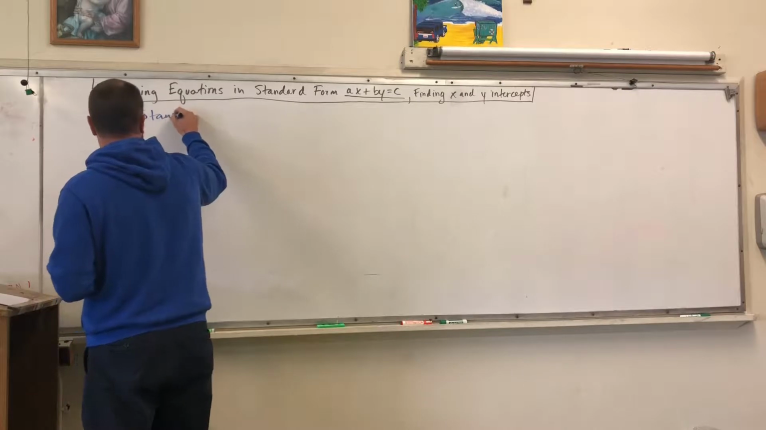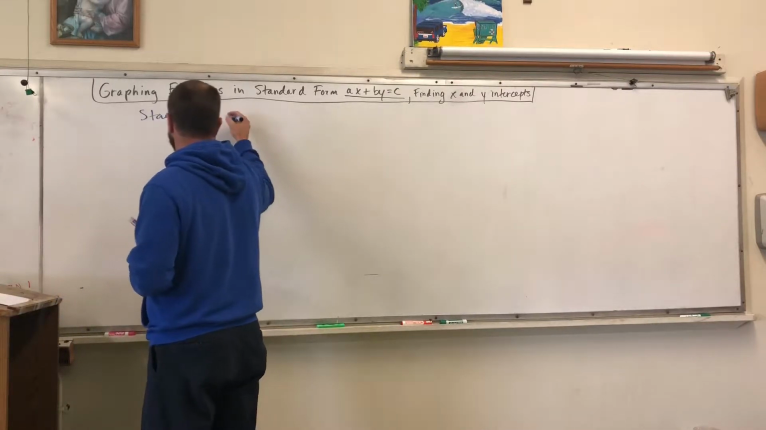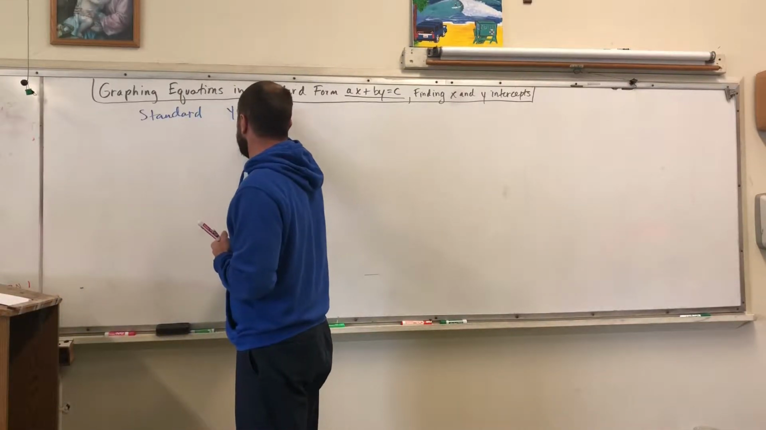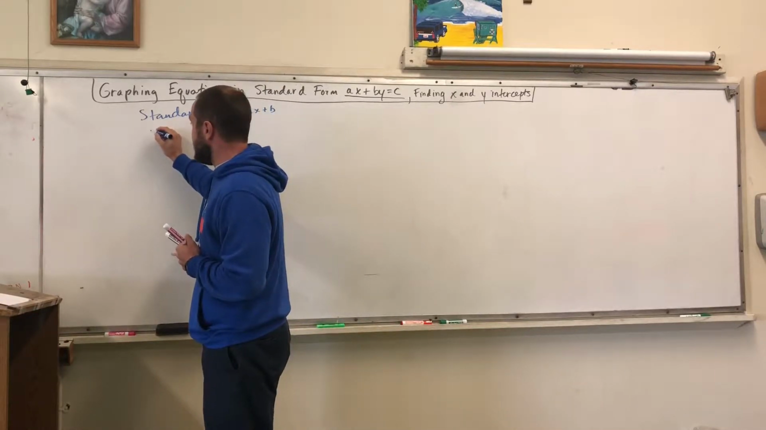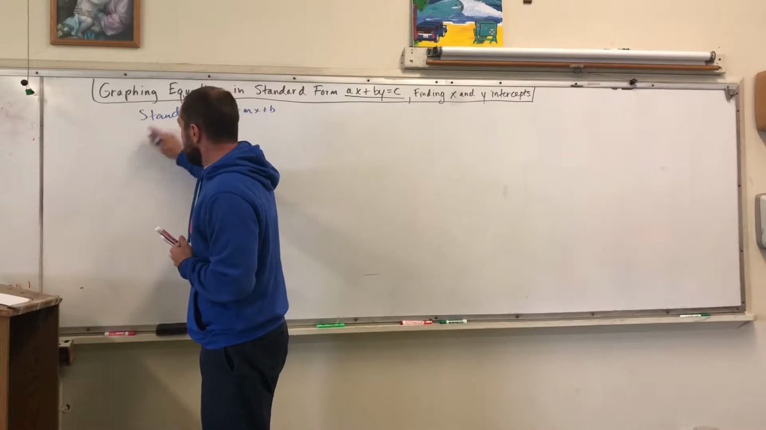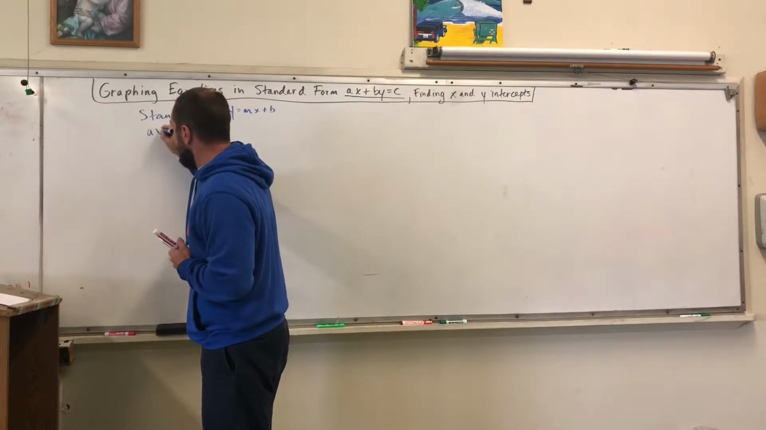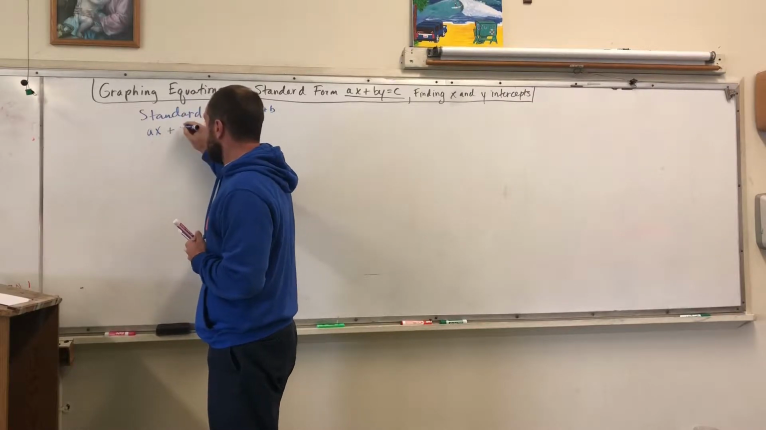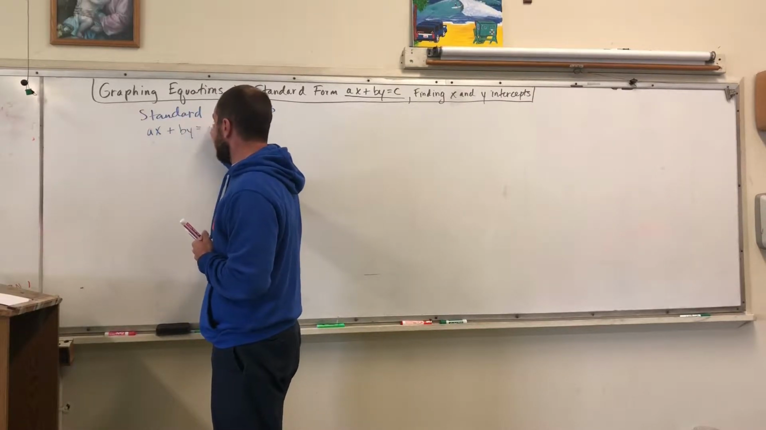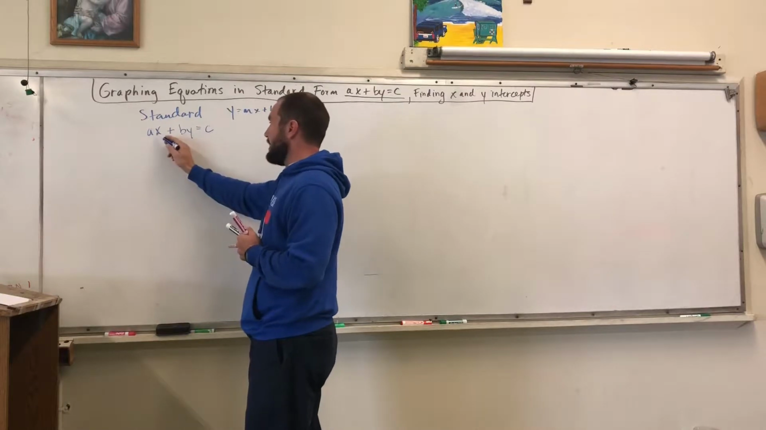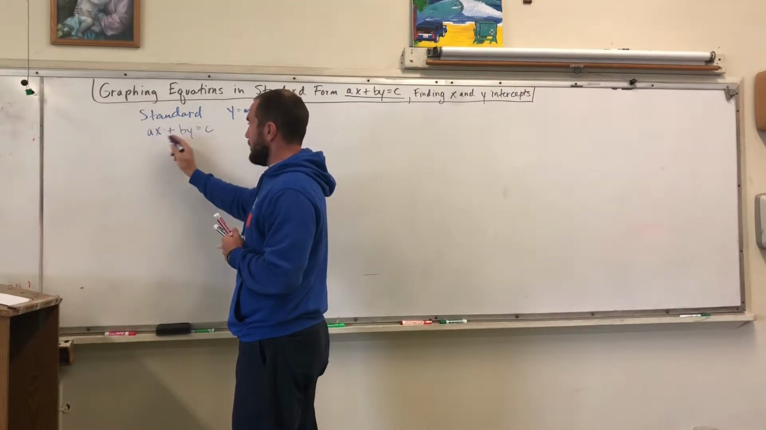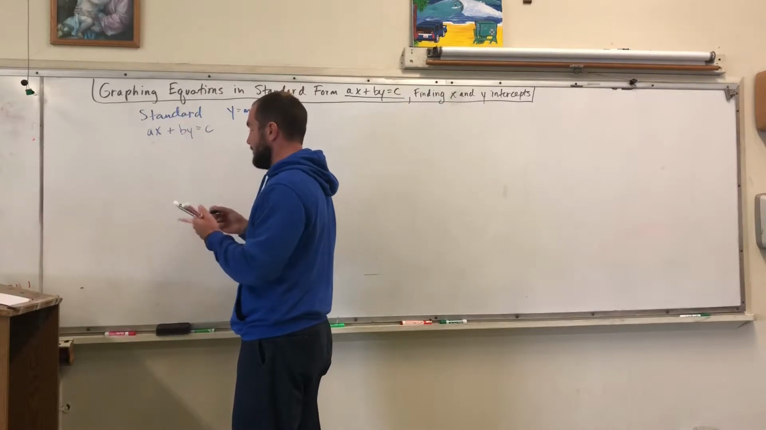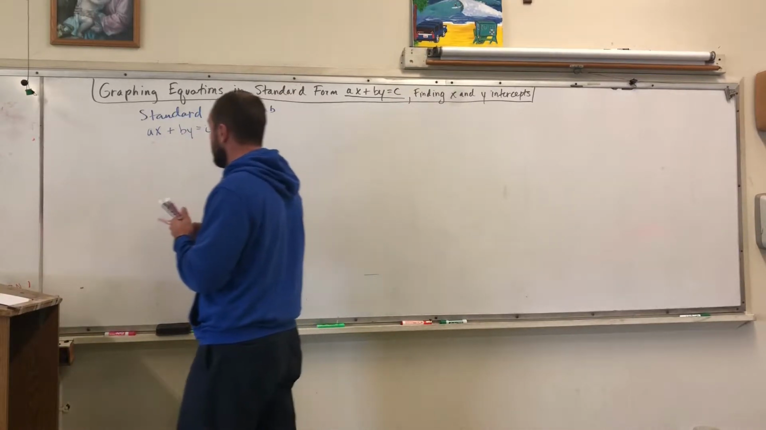Standard form talks about not so much y equals mx plus b, but now we're having the x and y variables on the same side. You're looking at a coefficient next to x plus a coefficient next to y is equal to a constant. You're looking at the relationship between your x and y and its coefficients on one side of an equation.